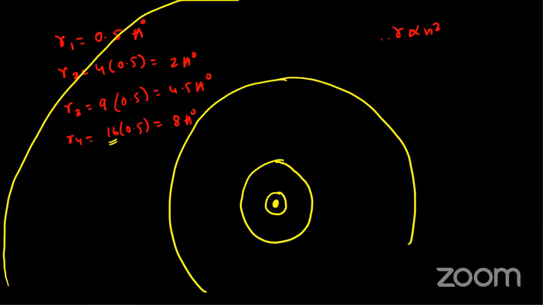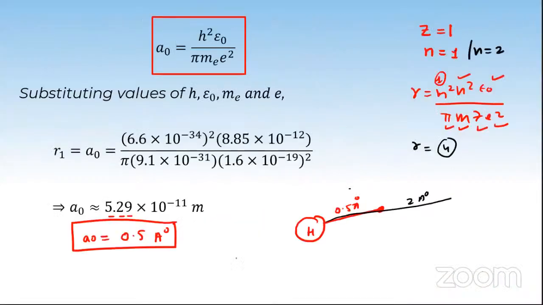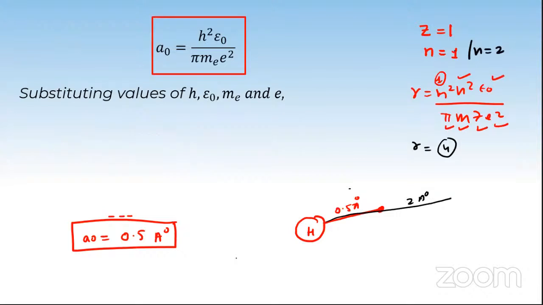So not just for the hydrogen atom, for most of them, as you go away from the nucleus, the orbit also goes farther and farther away. Okay, so I'm clear with radius, guys. Note the formula for radius. It is very important. We are going to use it again and again.